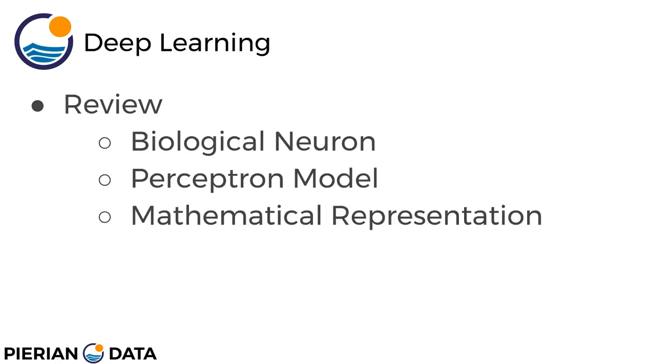As a quick review, in this pretty simple lecture, we covered briefly the following. We discussed in very basic terms how a biological neuron works, then how that can reflect to a perceptron model, which is the artificial neuron, and then the mathematical representation of that perceptron model.